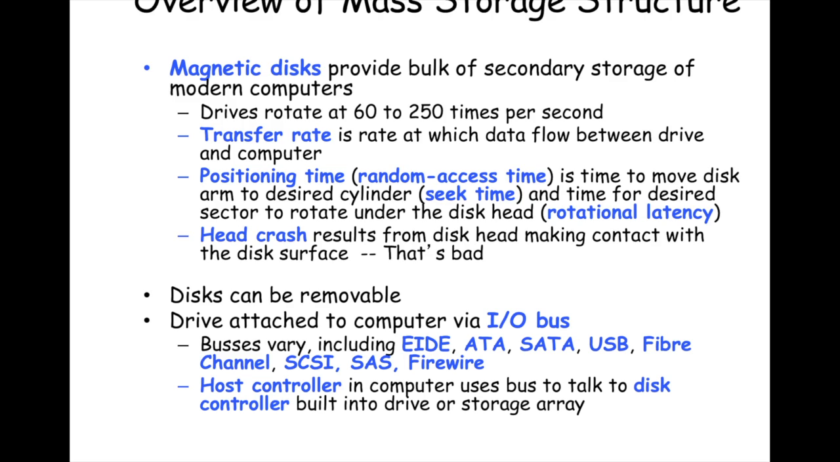And then, of course, if catastrophe strikes, you have a head crash, which results from when your disk head, the read-write head, makes contact with the surface, and that's a pretty bad thing because you just destroyed your disk. These disks can be removable, and they typically are. And the drive for that disk is connected via some bus, and there are many different standards for that: USB, SATA, fiber channel, which is fiber optic, SCSI, and a whole bunch of others.